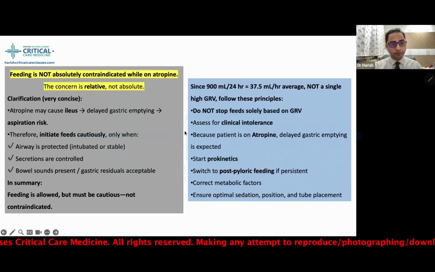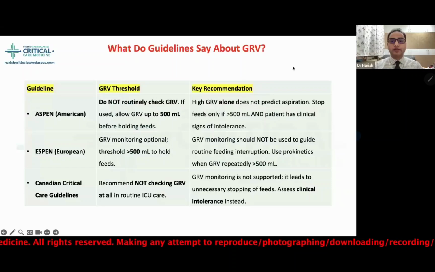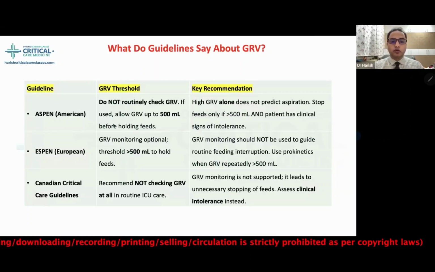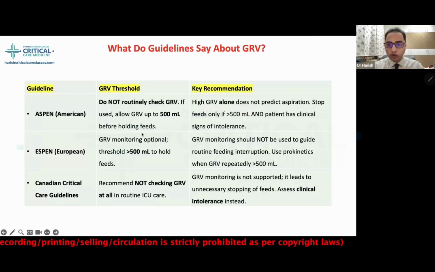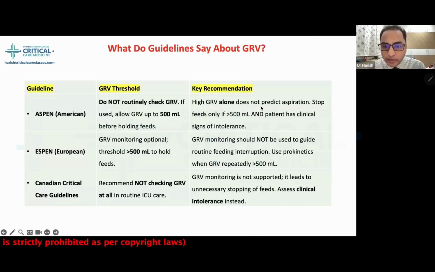Very, very important. Okay. So what do guidelines say about gastric residual volume? ASPEN guidelines do not recommend routinely checking gastric residual volume. If used, allow gastric residual volume up to 500 ml before holding the feed. High gastric residual alone does not predict aspiration.